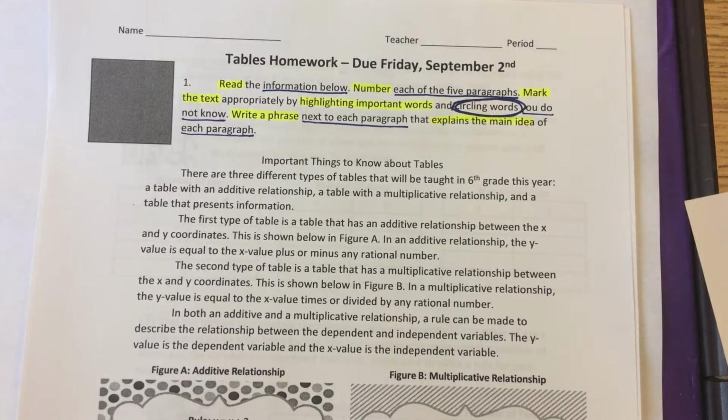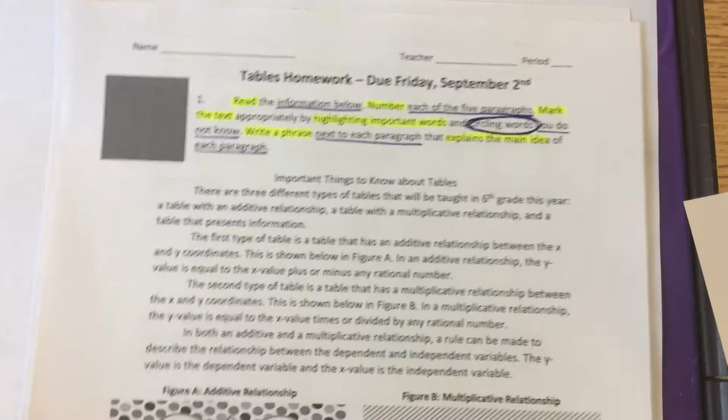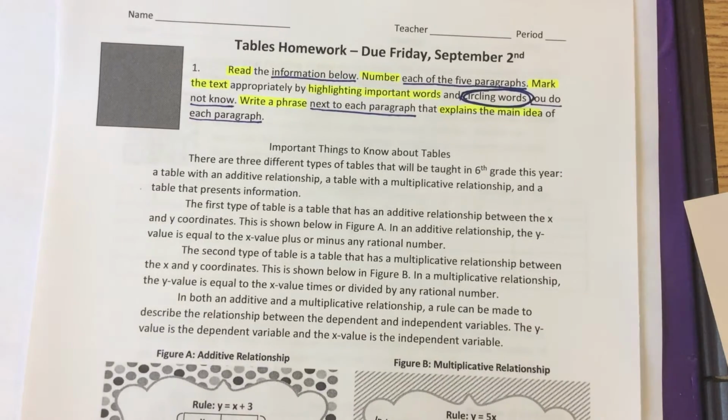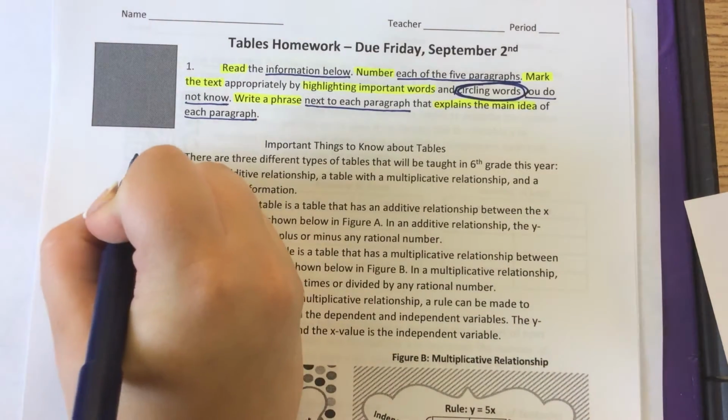First thing we need to do on this homework is read the information below. So you see this right here, this paragraph, and there's a little bit of it down here. That is another paragraph. You need to read all of that information. Then you need to number each of the 5 paragraphs. In case you are unaware, a paragraph happens every time there is an indentation. So when you see that there's an indentation, you're going to number your paragraphs.